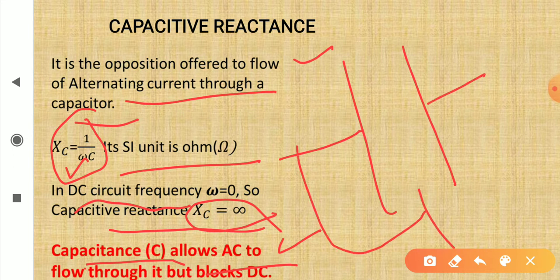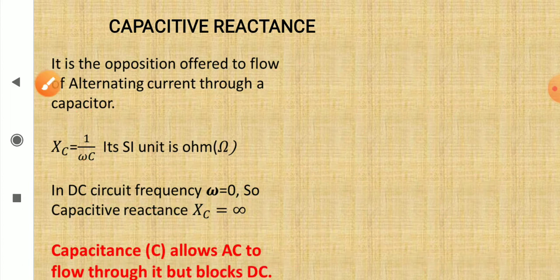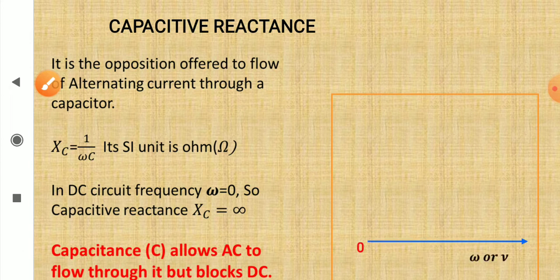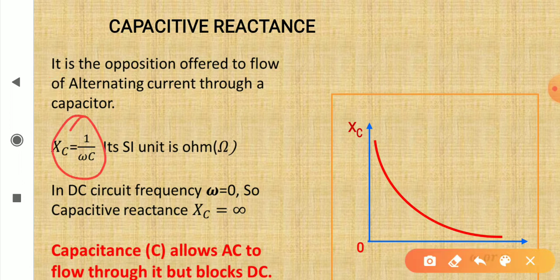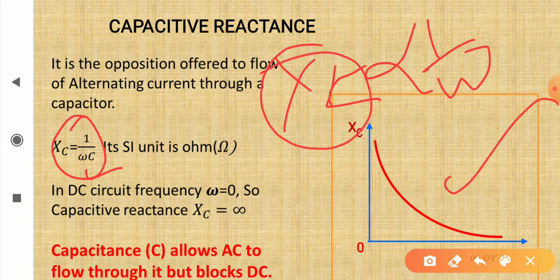If it is connected to a DC source like a battery, then after initial charging, the flow of current through it is stopped. So it is a very important outcome. You must understand it. And let us look at this variation. If you look at this relation, Xc is inversely proportional to frequency. So when the frequency increases, Xc decreases and vice versa. So this is the variation here.